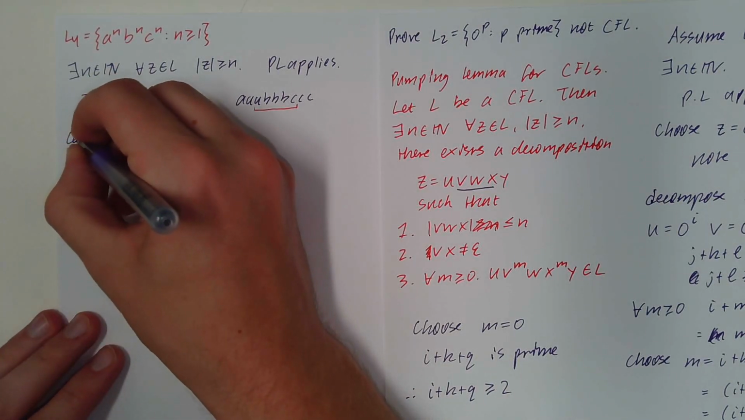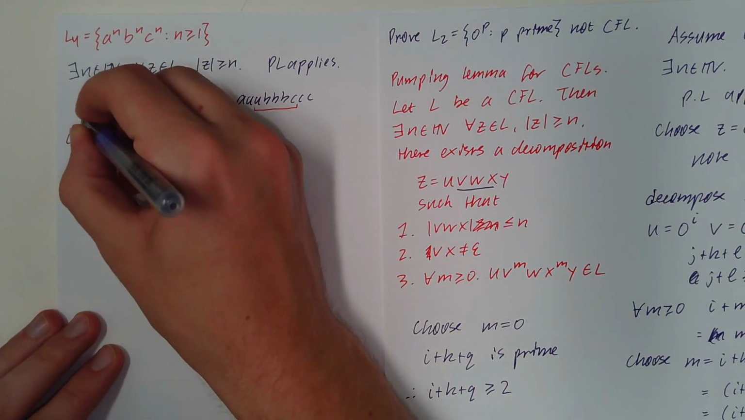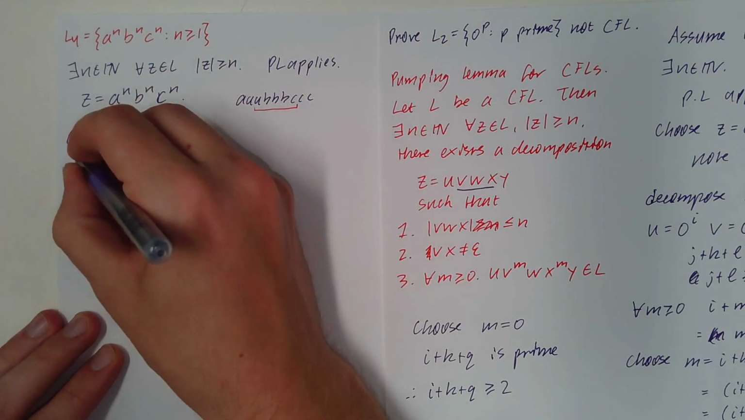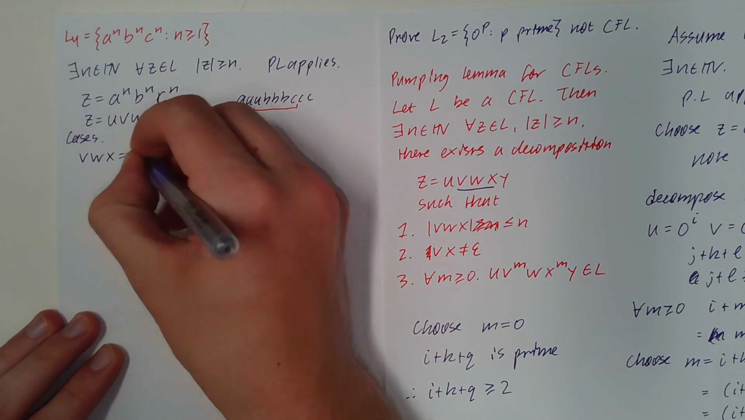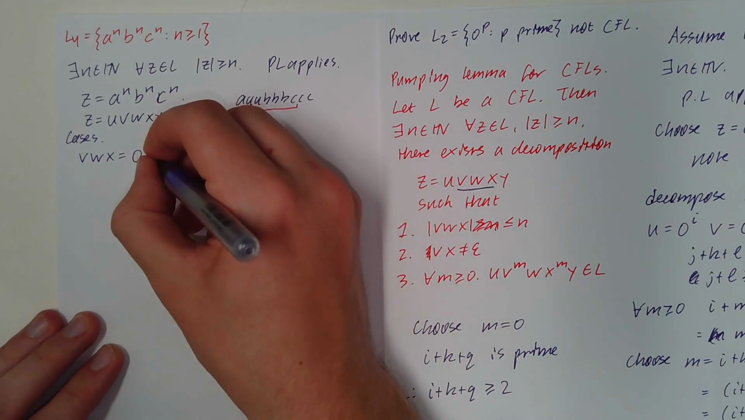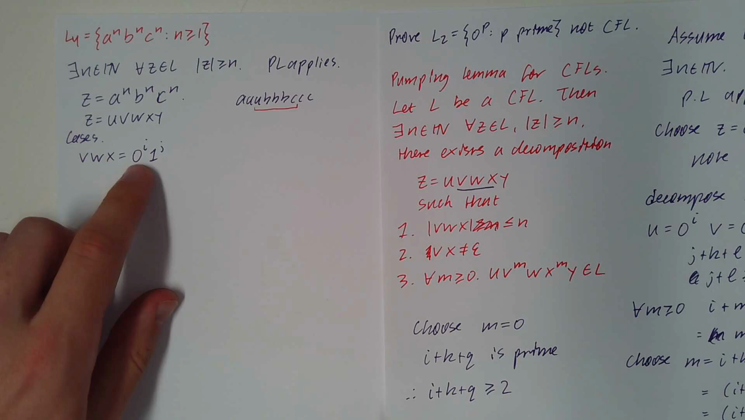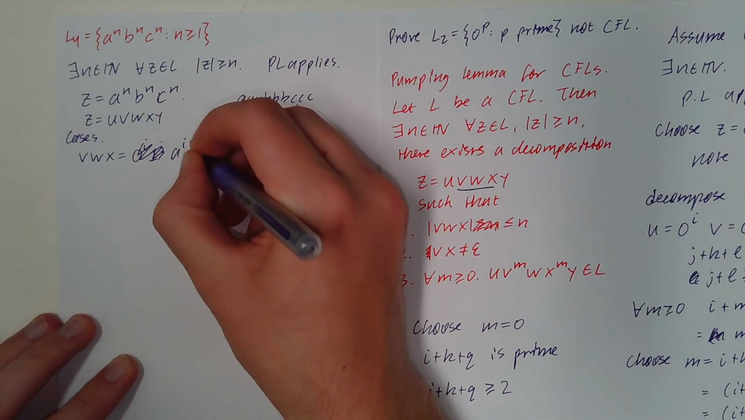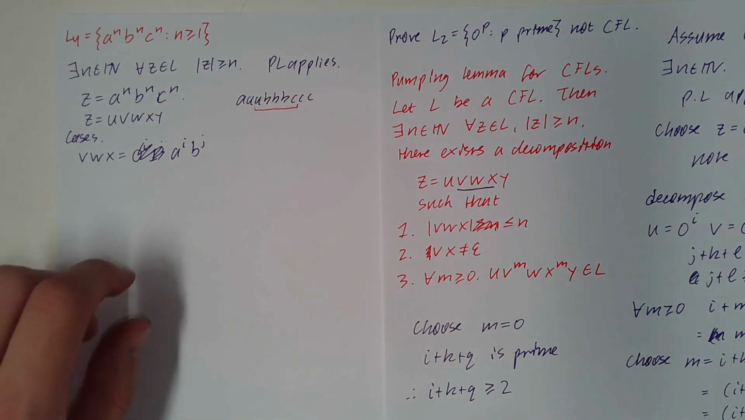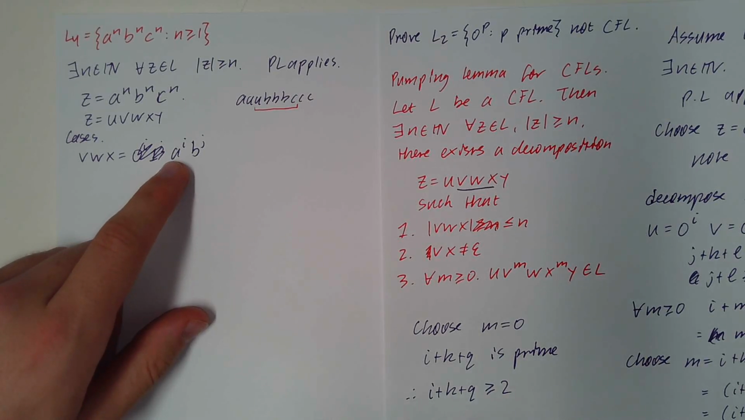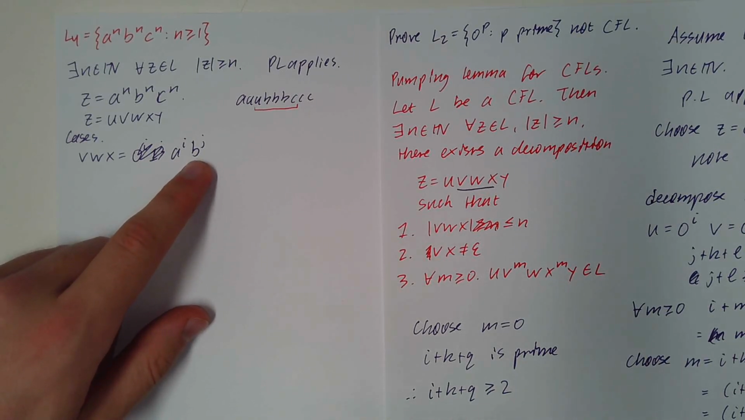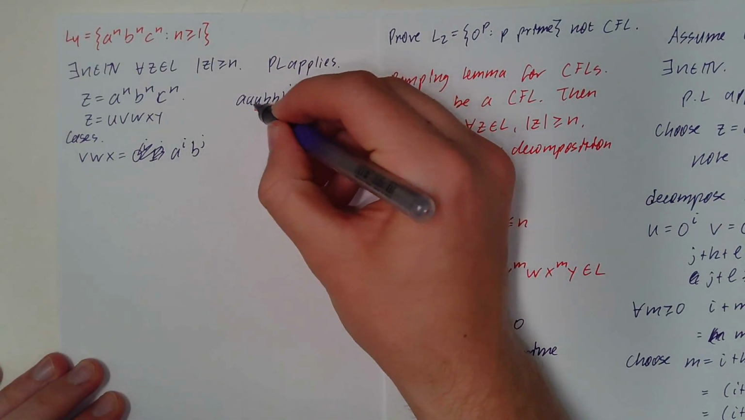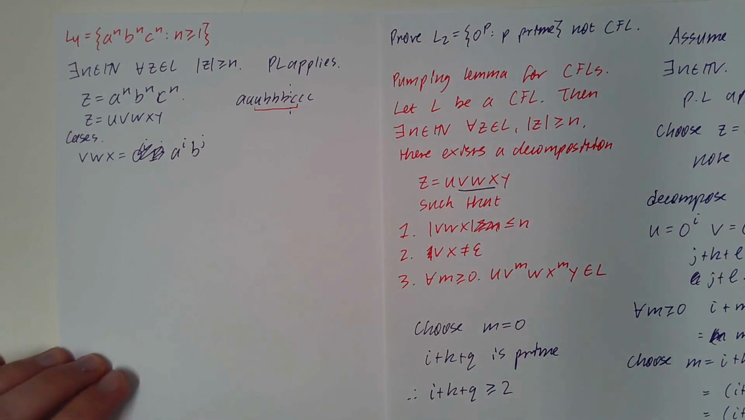So we'll do cases. We decompose z equals u, v, w, x, y. The first case is vwx is some string of A's and some string of B's, possibly empty: A to the i, B to the j. So it could be the case that it's entirely just A's and no B's, or entirely just B's and no A's, but there can't be any C's slipped in just for the moment. So we're looking at any decomposition somewhere in this region.